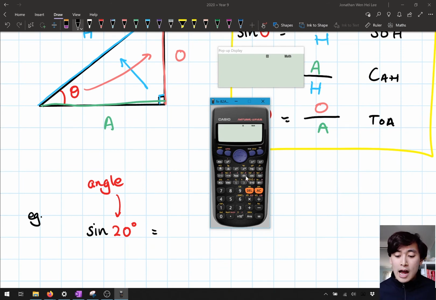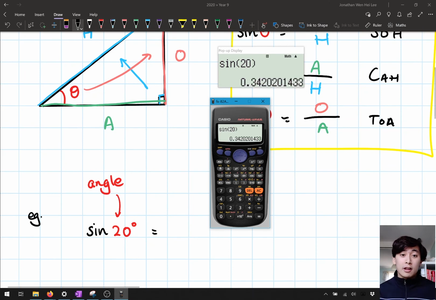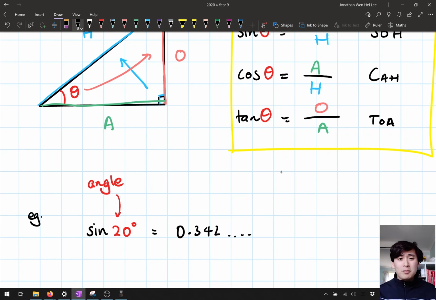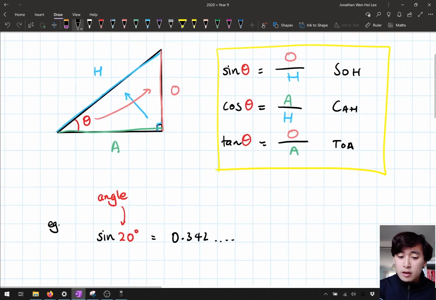Here, for example, I can put into my calculator sine 20 for 20 degrees, and that will give me a value. The value of sine 20 is 0.342, and the digits keep going. The reason why this is important is because we're going to need to use this to help me find the missing length of sides. So let's get some practice of using these trig ratios and putting them into our calculator.